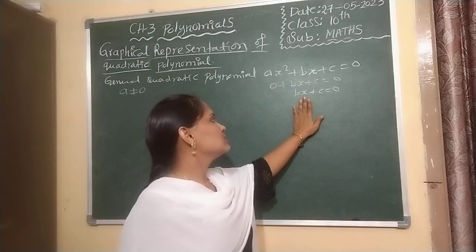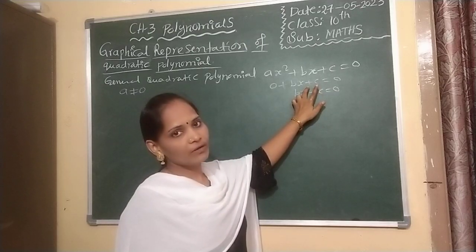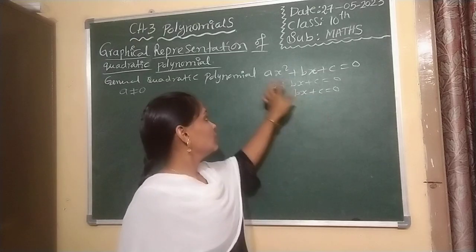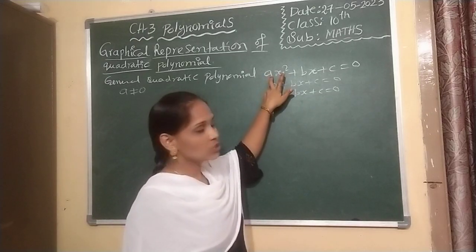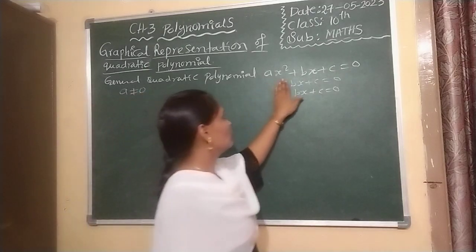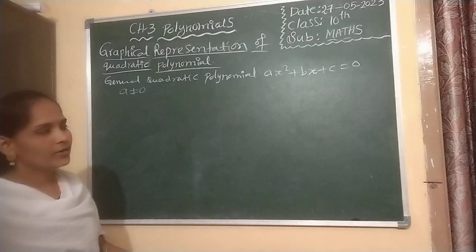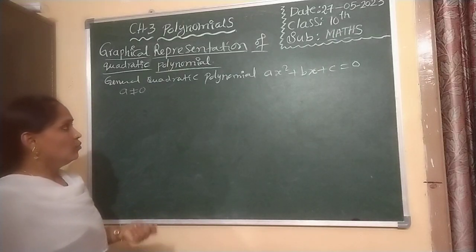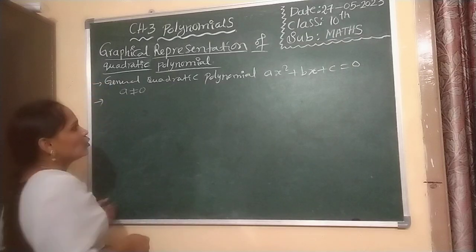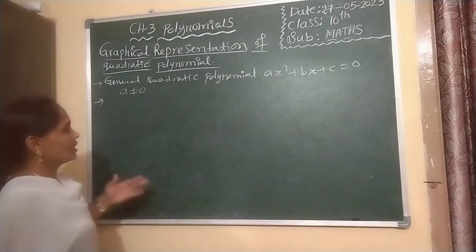Why are we calling this a linear polynomial? Because the degree is 1, x power 1 is there. So this is the linear polynomial we will get if a is equal to 0. That's why we should mention the condition a is not equal to 0. Whenever a is not equal to 0, only then will you get the quadratic polynomial. Now, what is the graphical representation? Actually, the graph of a quadratic polynomial depends on the condition.